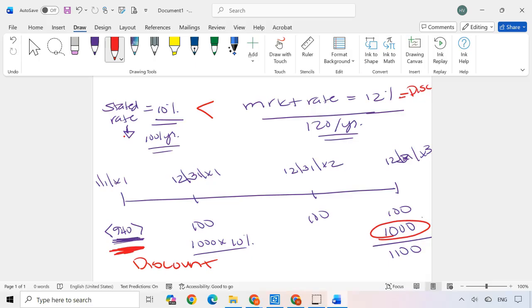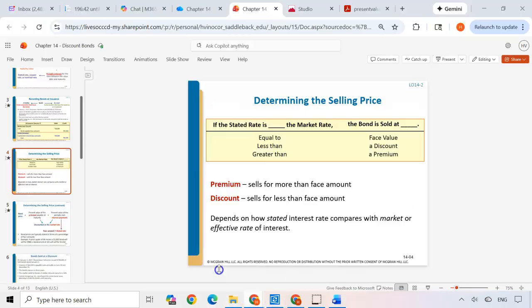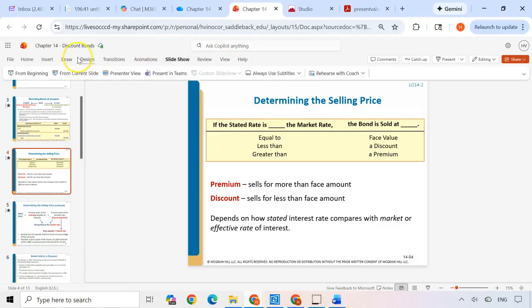So when your stated rate is lower than your market rate, you're selling a bond at a discount. The opposite is also true: when your stated rate is higher than your market rate, you're going to issue your bond at a premium. That's going to be a different video. I just wanted to point that logic out to you. Now let's go back to the slides, to my slideshow.